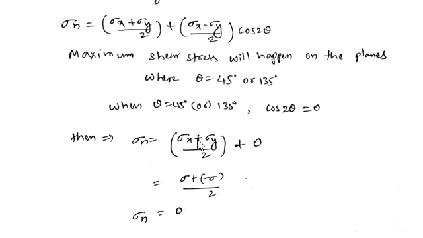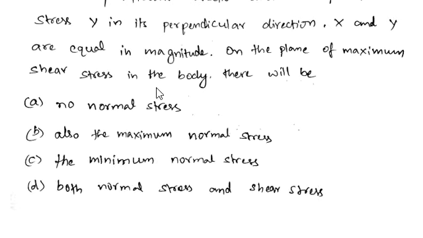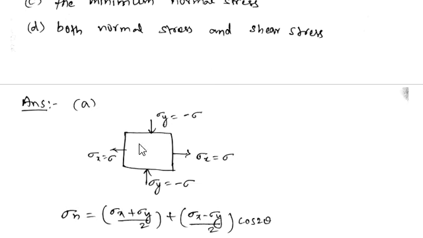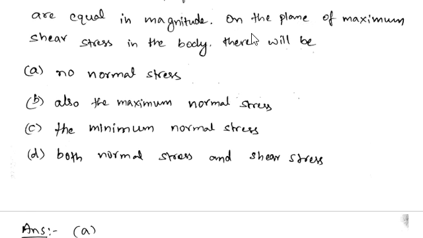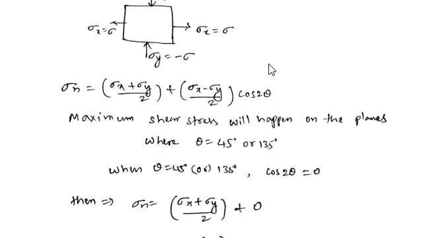So on that plane of maximum shear stress, the normal stress is 0. Why? Because when you substitute sigma X as sigma, and in the place of sigma Y minus sigma, it is plus into minus, minus, so this will be 0. So finally, the normal stress on the maximum shear stress plane in this given case will be 0. So there is no normal stress in the plane of maximum shear stress for this given question.